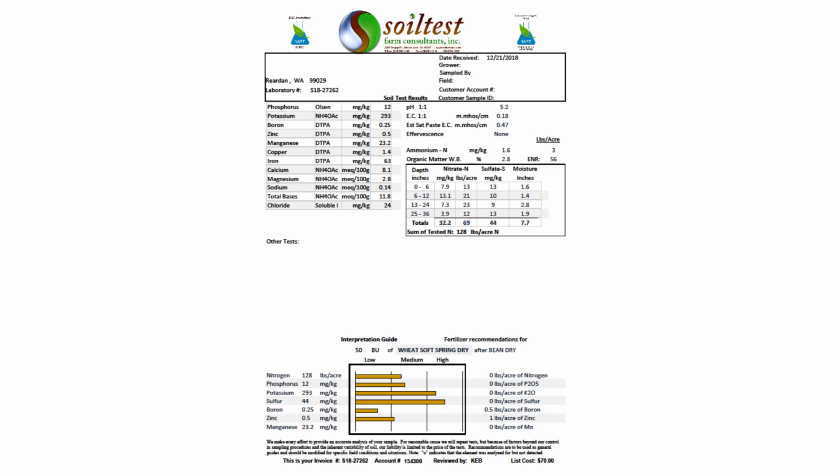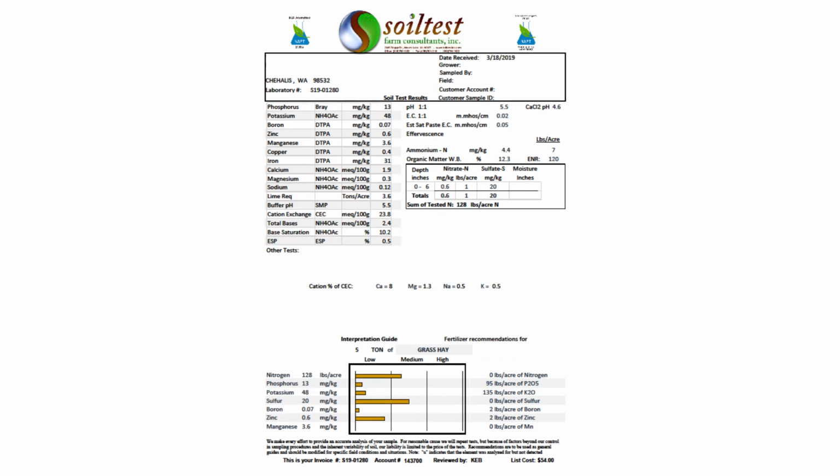Again, at the bottom of this report, we have our yield goal. In this case, they're wanting to grow a 50 bushel per acre soft spring wheat crop, and this is following beans. So, again, if we look at the data, we've got 128 pounds of nitrogen, and in this case, we don't need any more application of nitrogen because it's sufficient. We have a small, modest application of boron that's recommended and a 1 pound per acre of zinc recommendation.